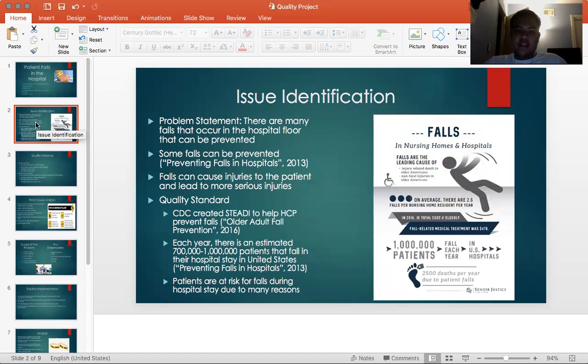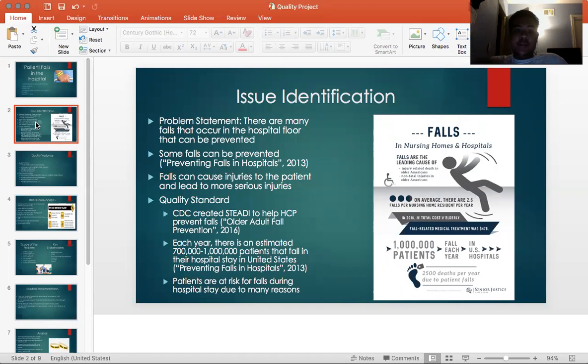Issue identification. The problem statement is that there are many falls that occur on the hospital floor that can be prevented. Some falls can be prevented, for example, by providing a proper fall risk assessment, knowing all the risk factors, and addressing something such as a slippery floor.